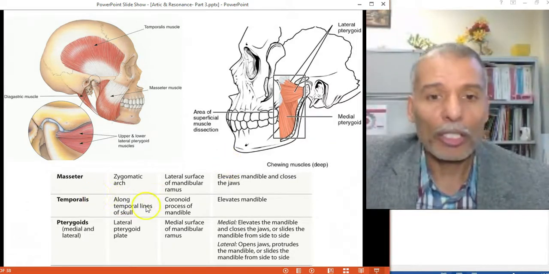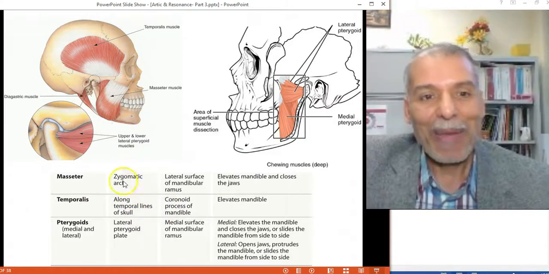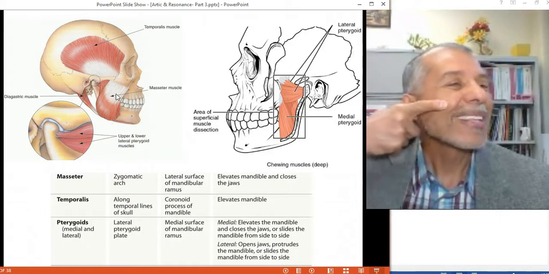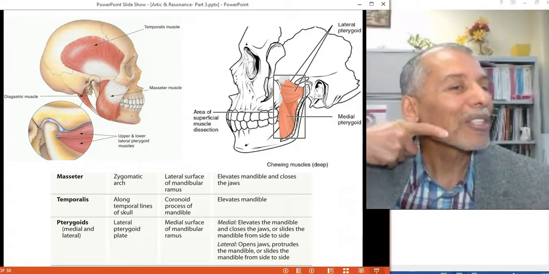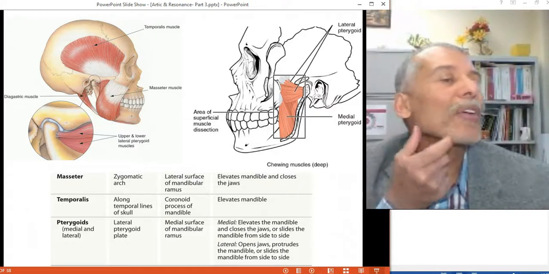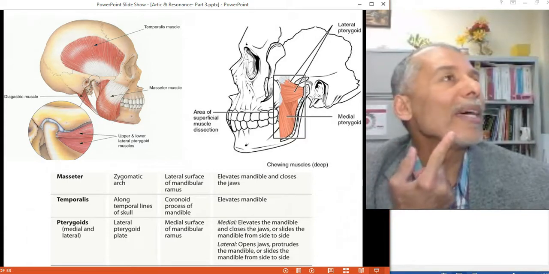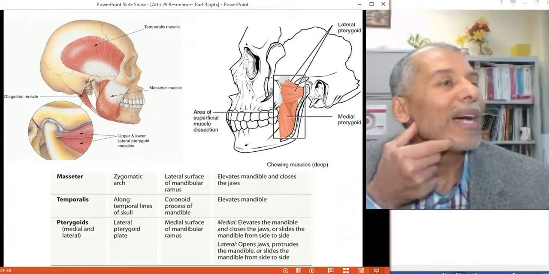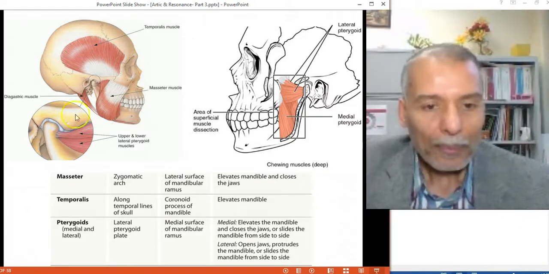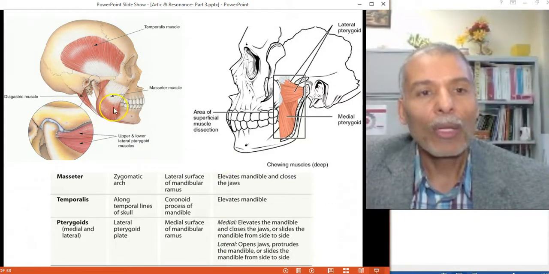I also changed the chart here. I gave you a more friendly chart. So the masseter originates on the zygomatic bone, the cheekbone, and then it goes down and a little bit posteriorly to insert on the posterior lateral segment of the mandible, between the ramus and the body of the mandible here. And of course, the function is to elevate the mandible.